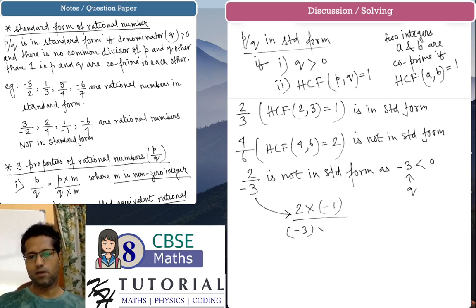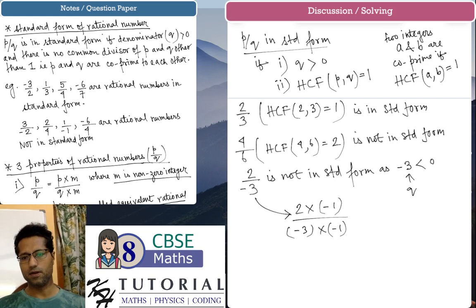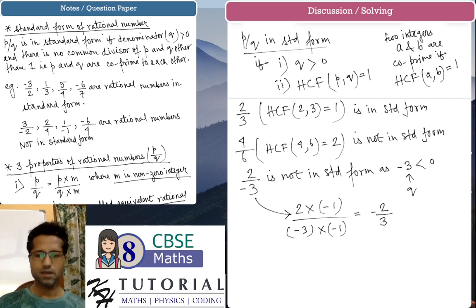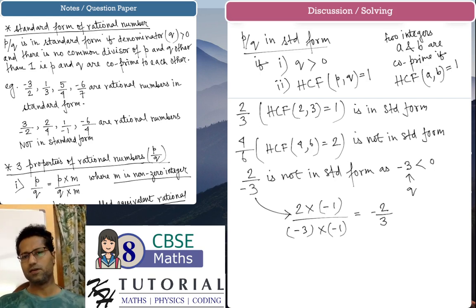This is how, if the denominator of any rational number is negative and you want to make it positive but the rational number should remain the same, you do it. You just multiply both the numerator and the denominator with minus 1, and this becomes minus 2 by 3. It is very simple. If you have any rational number where only the denominator is negative and you want to make the denominator positive, just make the denominator positive and the numerator negative, as simple as that.